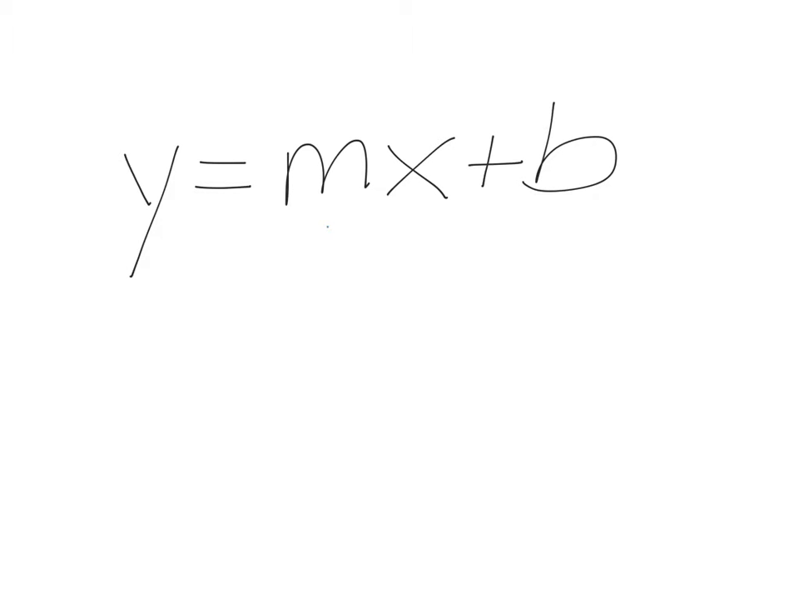Now, M should be a variable we've seen before. What does M stand for? Slope. M stands for slope. It is the slope of the line.